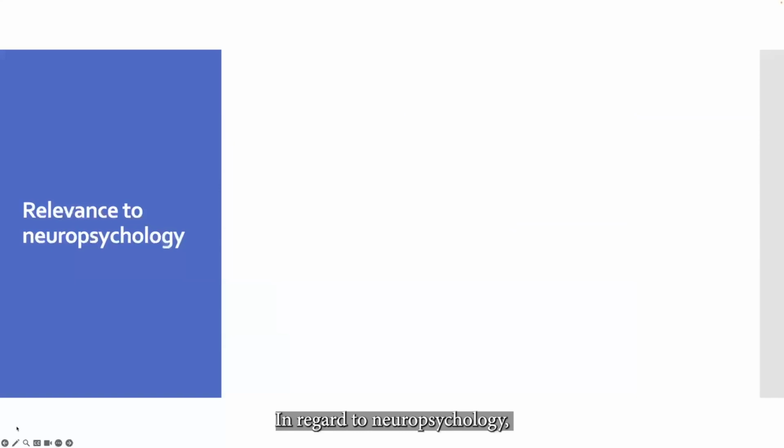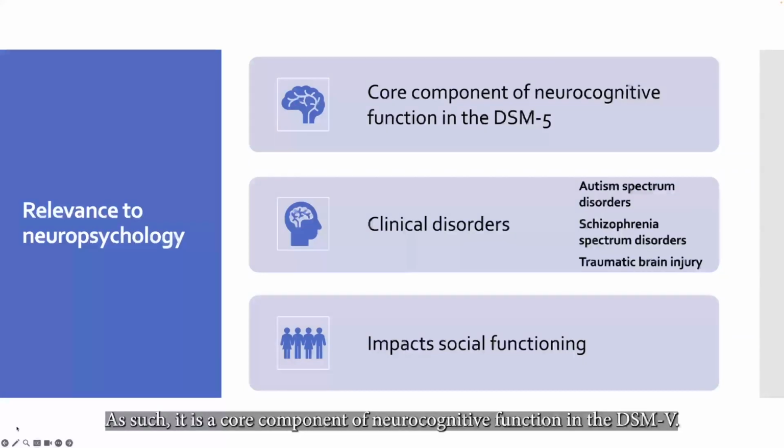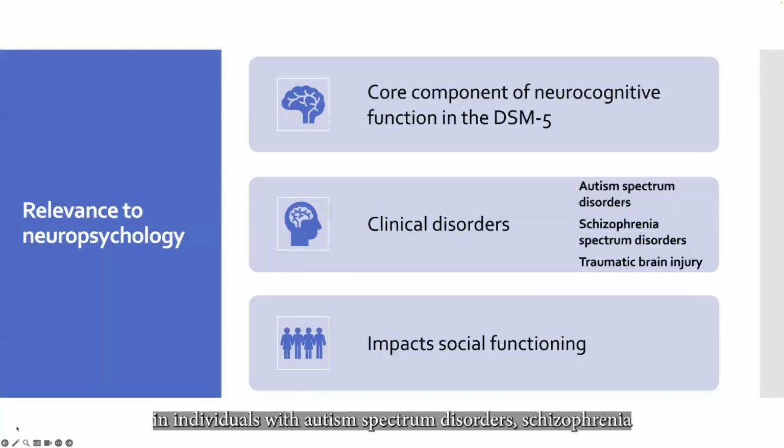In regard to neuropsychology, social cognition is an incredibly important cognitive skill that affects the way that we interact with the social world. As such, it is a core component of neurocognitive function in the DSM-5. It is related to several clinical disorders. So we see challenges in social cognition in individuals with autism spectrum disorders, schizophrenia spectrum disorders, and traumatic brain injury, to name a few.